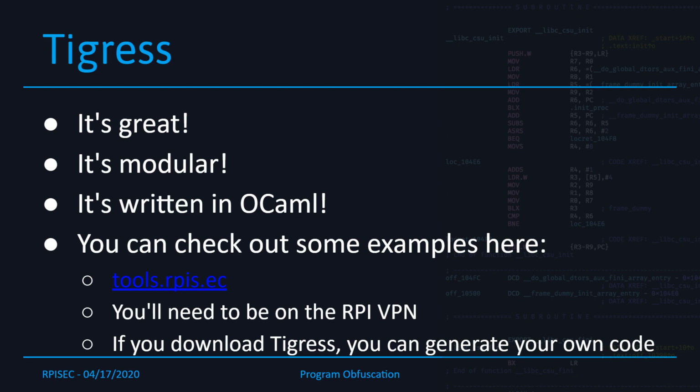After the talk, I will put my code onto tools.rps.ec. So if you want to have a look at the stuff I was showing earlier, you can take a look there. You will need to be on the RPI VPN. I think we're working on getting something to let off-campus people easily view that stuff, but not yet. And if you download Tigress, you can do this yourself.